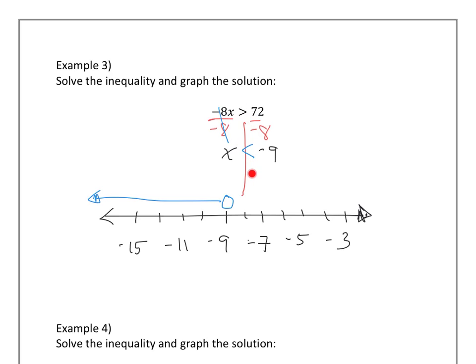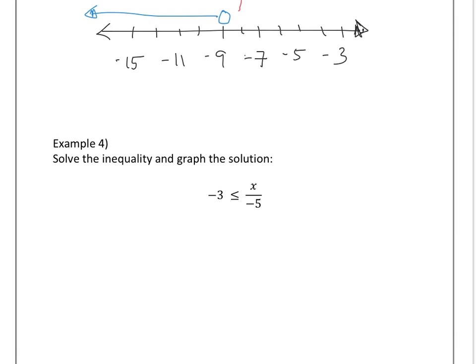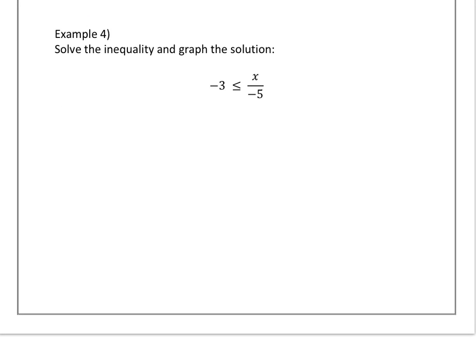If you had not flipped the inequality sign, your inequality would have said x is greater than -9. You would have had the arrow over here, which clearly 0 should not be a solution. As we plugged it in here, it shows a false statement. So checking it should help you determine whether or not you forgot something like changing a sign or flipping the inequality sign, that type of thing. So look at example 4.